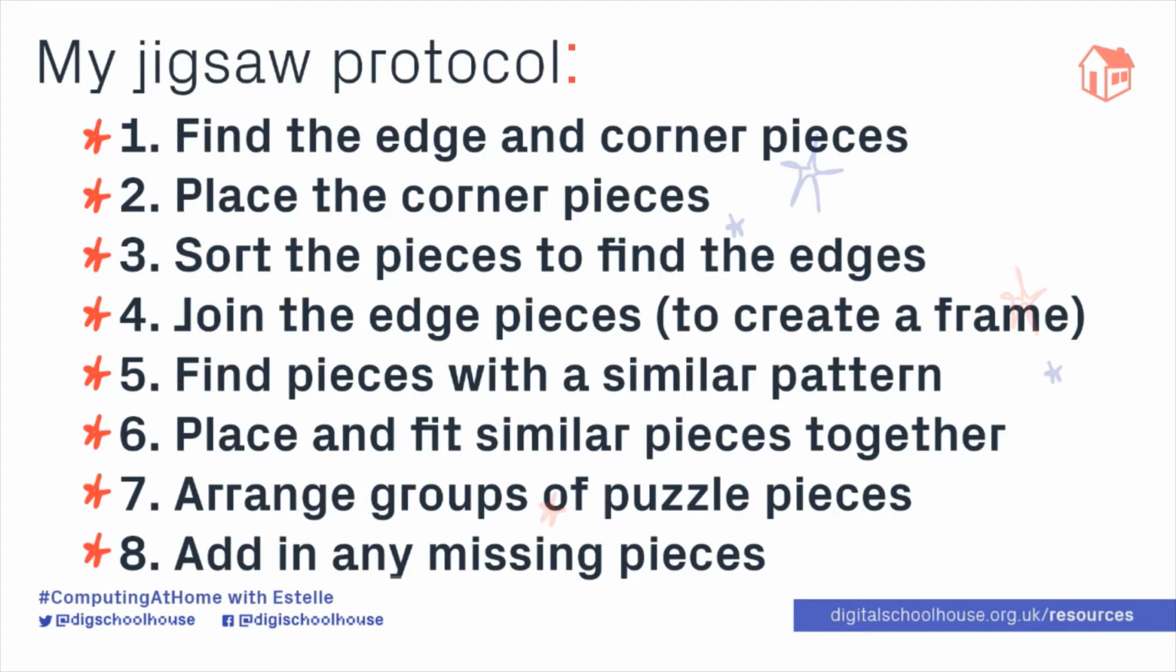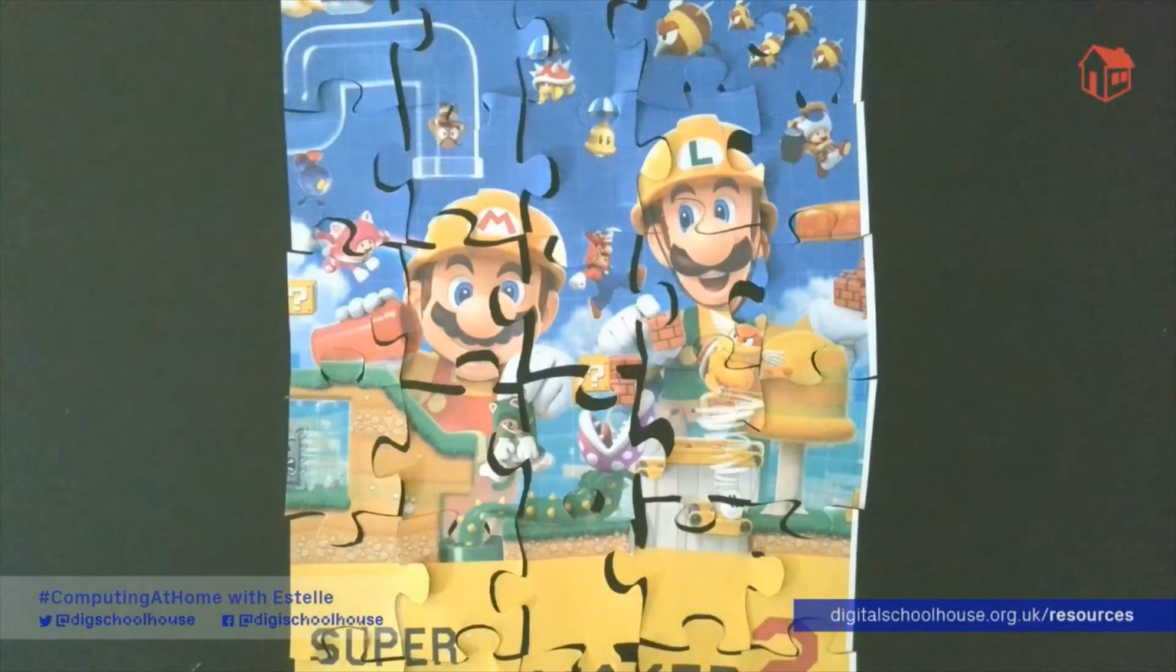After that, I sorted the pieces to find the edges. Then I joined those edge pieces together to create a frame. Then I found pieces with a similar pattern or a similar colour. Then I placed and fit those together. Then I arranged groups of puzzle pieces inside the frame. And then finally, I added in any missing pieces. So I wonder if you followed the same rules as I did, or whether you came up with a different solution for creating and finishing your puzzle.